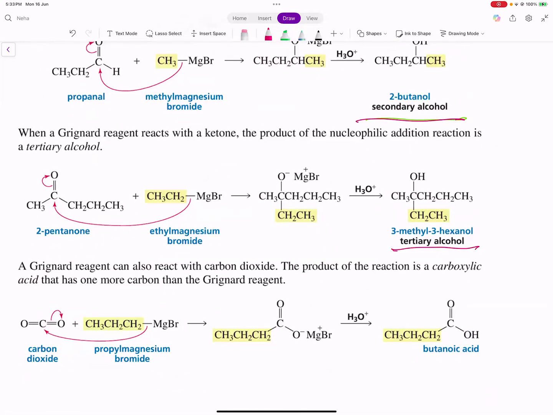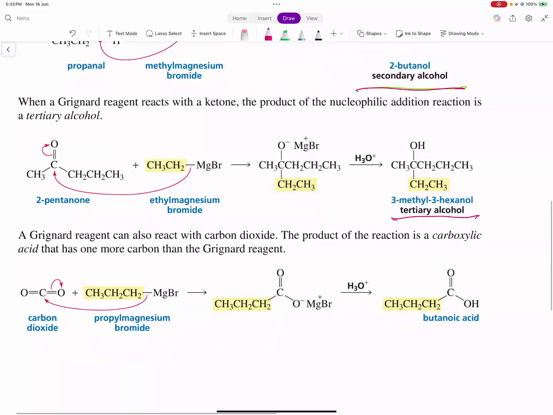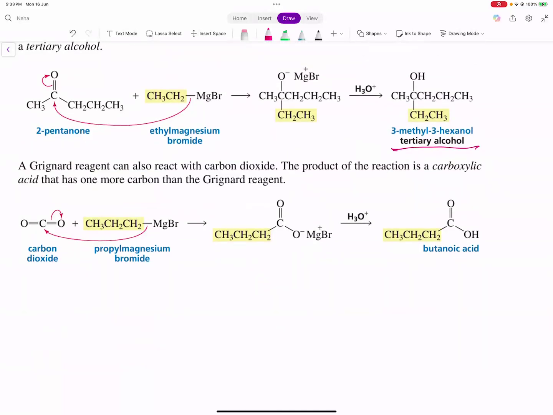We can also react Grignard with carbon dioxide. This is a very important reaction. We will get a carboxylic acid, which has one carbon more than the Grignard reagent.